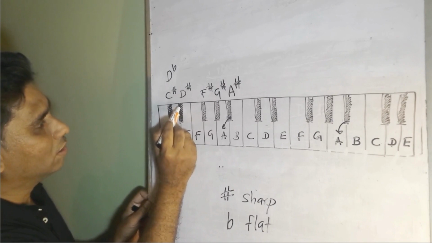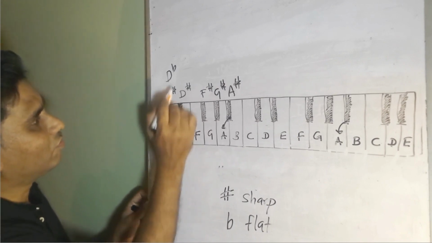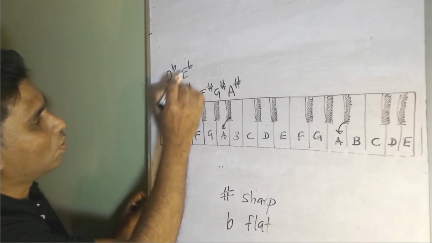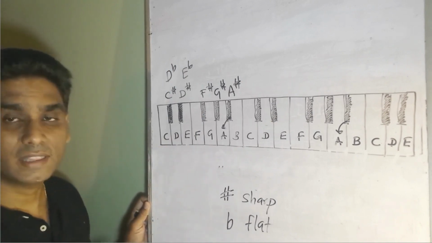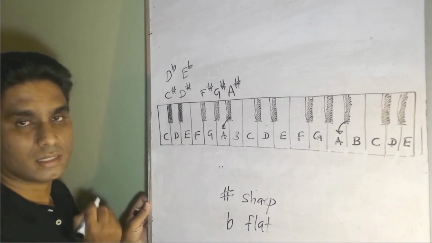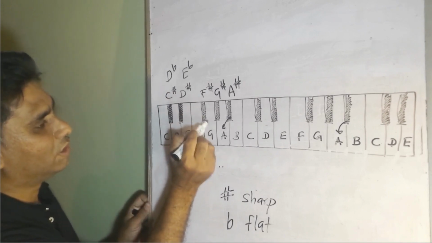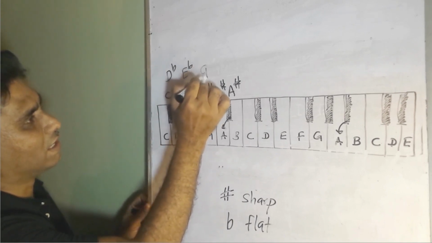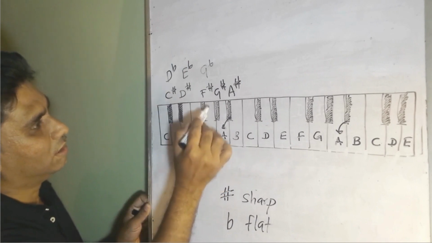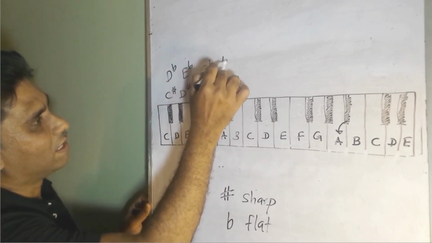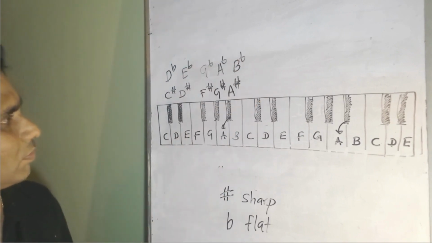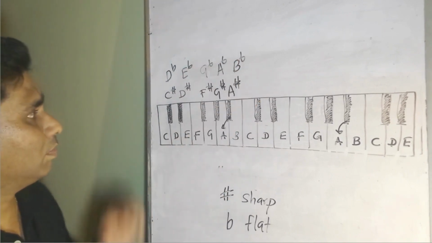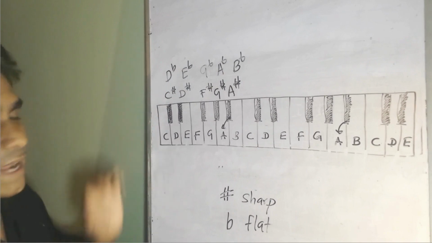Now here we can say E flat. The sound is a little bit lower than the note E. Here we can say G flat. Here A flat and this note B flat. You have to remember both names of the black keys.